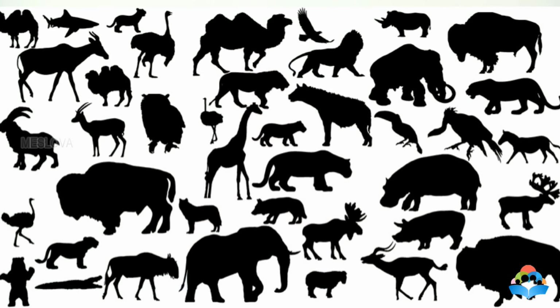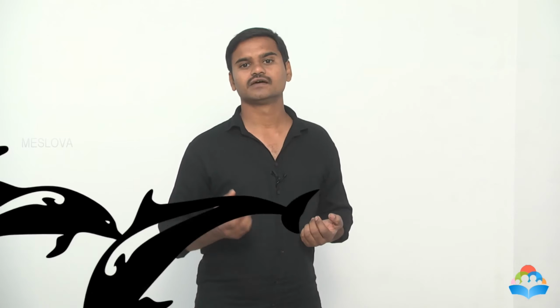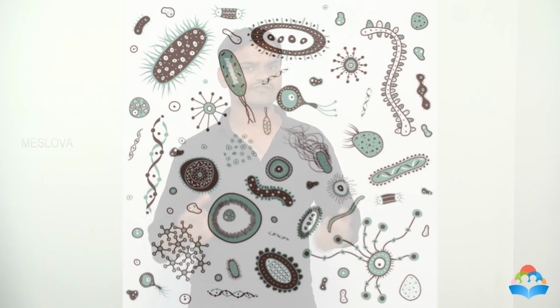You know, this planet is filled with diversified varieties of animals, birds, fishes, and also diversified varieties of microbes. Every organism has its special type of feeding mechanism and special food intake patterns.